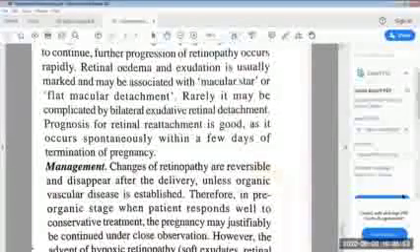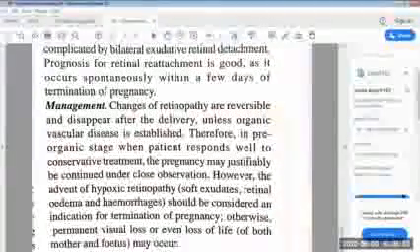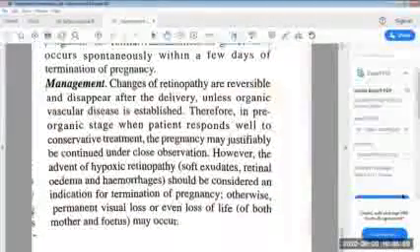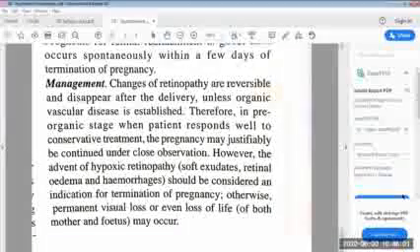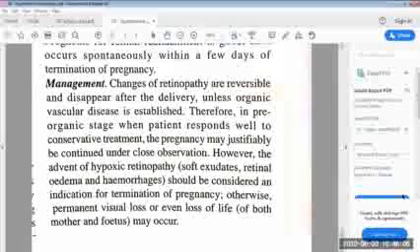The next is the management. The changes of retinopathy are reversible and disappear after the delivery unless organic vascular disease is established.